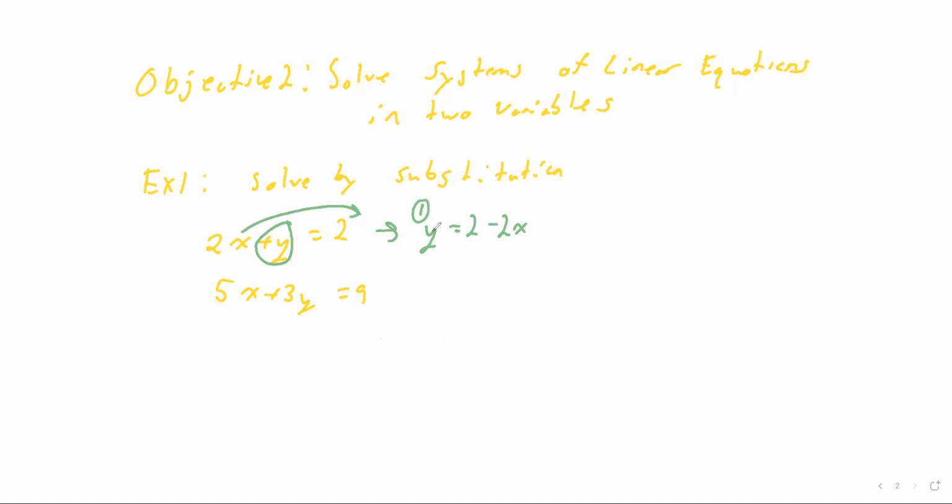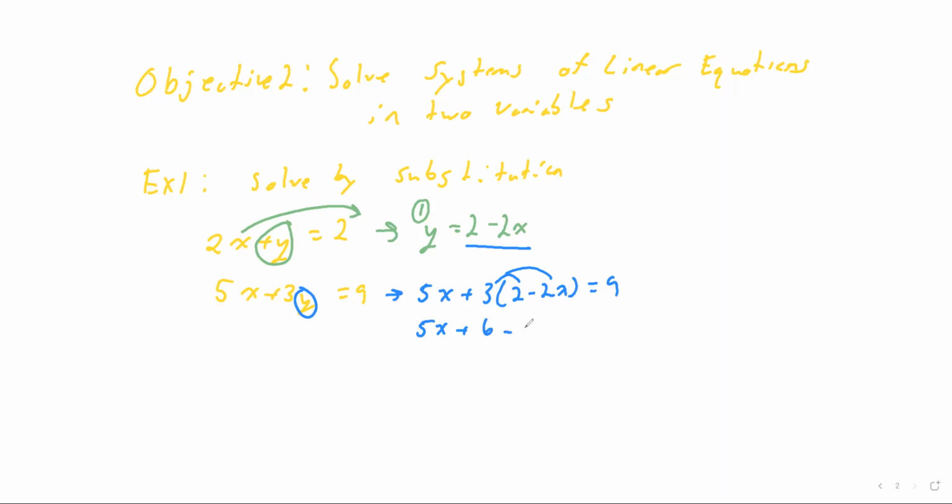Step 2, take that equation you just solved for, and you're going to replace the variable with it in the other equation. So since I solved for y, I'm going to replace y. If I would have solved for x, I would have replaced x. So by doing that, I now get 5x plus 3, I'm now going to replace y with this equation, 2 minus 2x, equals 9. Now I have a linear equation which I can solve. So I will distribute first.